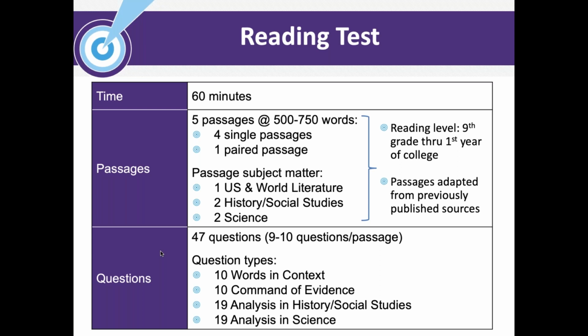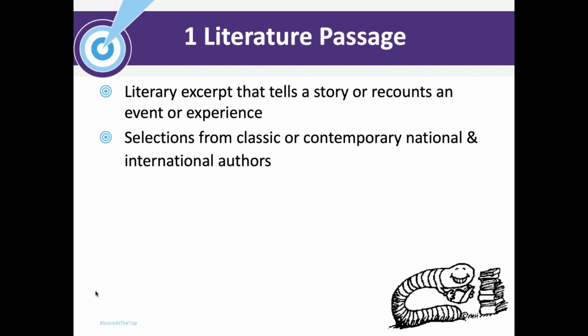And then we've got the breakdown of the questions. There are 47 questions, so you're going to get 9 to 10 questions per passage. The question types are going to include words in context and command of evidence, and then you're going to get some of those cross-section scores that we looked at a little earlier, where you'll analyze history and social studies, and you'll also have analysis in science. There's also going to be 1 literature passage. This literature passage is typically the first passage on your PSAT, and it's going to be a literary excerpt that tells a story or recounts an event or experience. It can be classic or contemporary. Most students tend to enjoy the contemporary piece, and sometimes find the classic piece a little bit more challenging.